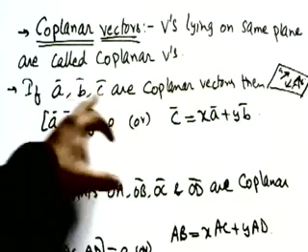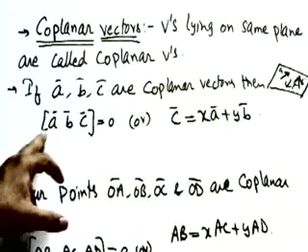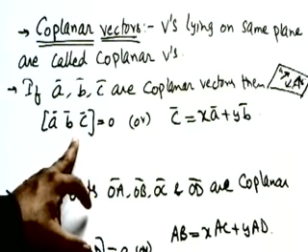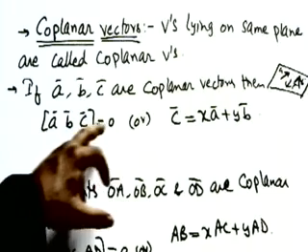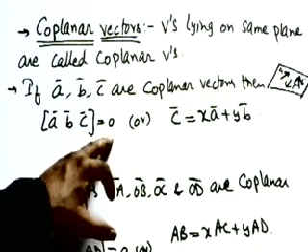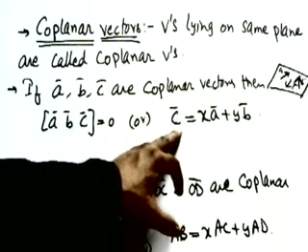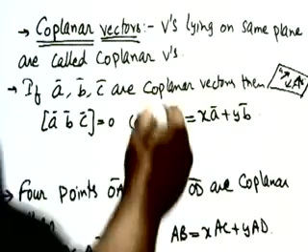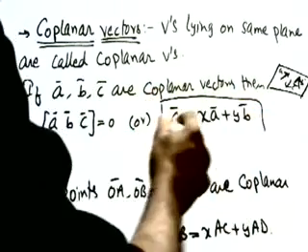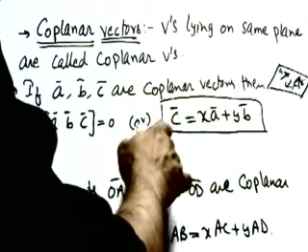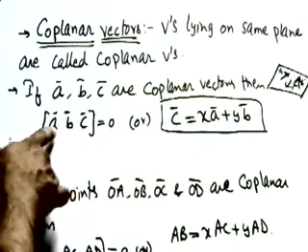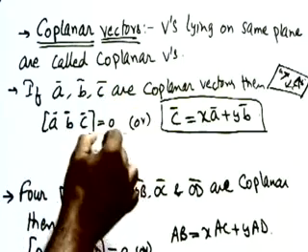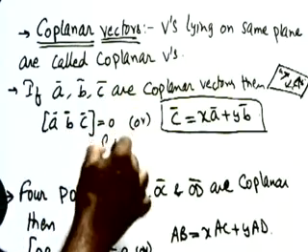Now, what is the condition for coplanar vectors? If A, B, C are coplanar vectors, then the box ABC equals 0. We will learn what box ABC is in the next topic, but this is the easy method to prove the condition of coplanar vectors. Or we can write vector C equals x into vector A plus y into vector B. Either we can write one of the vectors in this form, or if the box ABC, the determinant of ABC, is 0, then we say they are coplanar vectors.